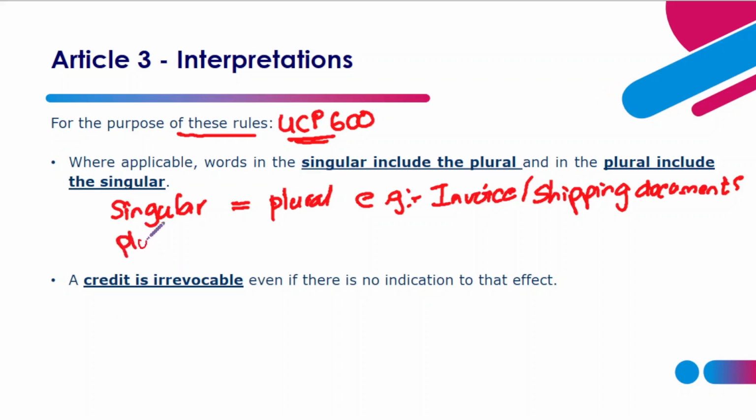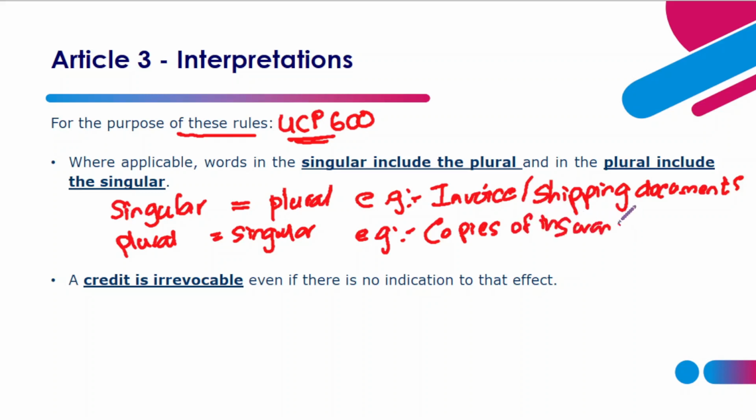Next, what they say is the plural includes the singular. So the inverse. Let's say the LC states something in its plural form, for example, copies of insurance. That's what the wording is on the letter of credit. That includes or refers to each individual copy of insurance as well. Whatever they say is applicable for each single copy of insurance as well. That's what they mean by the first interpretation in Article 3.